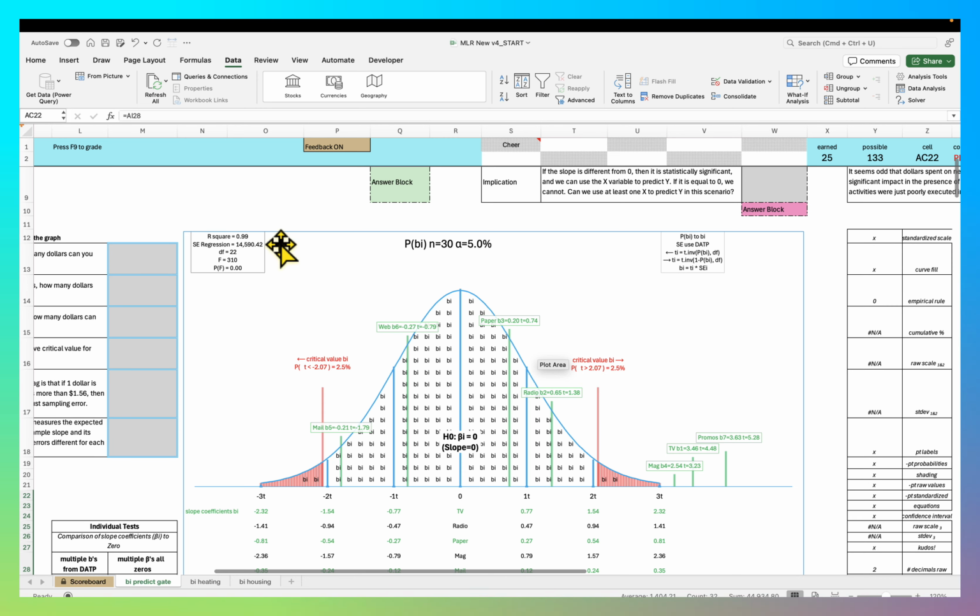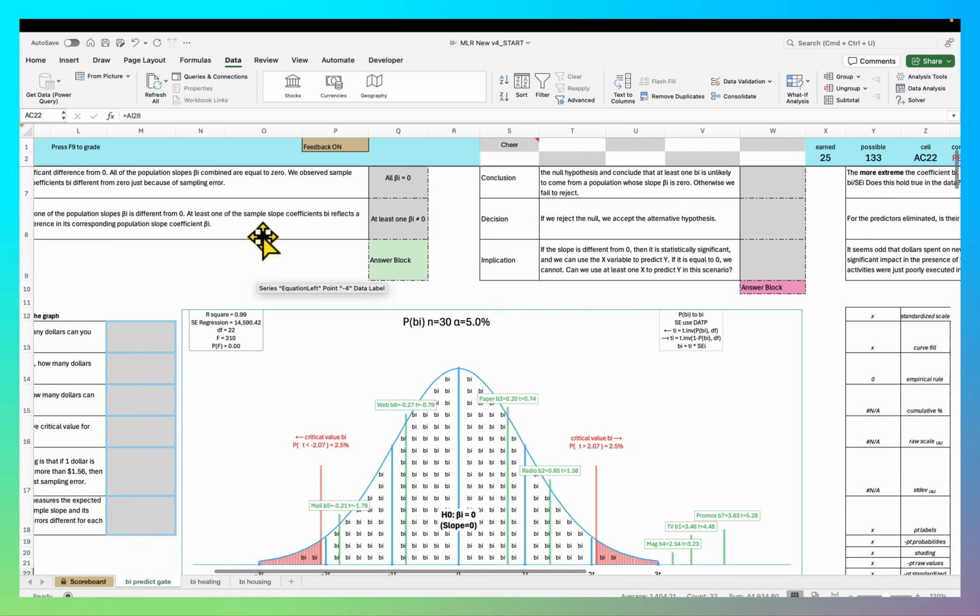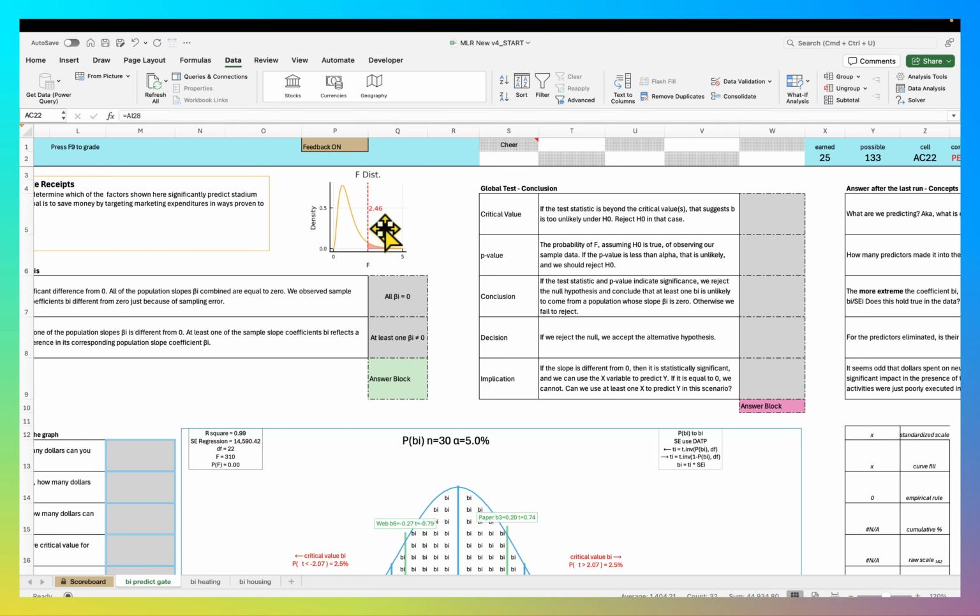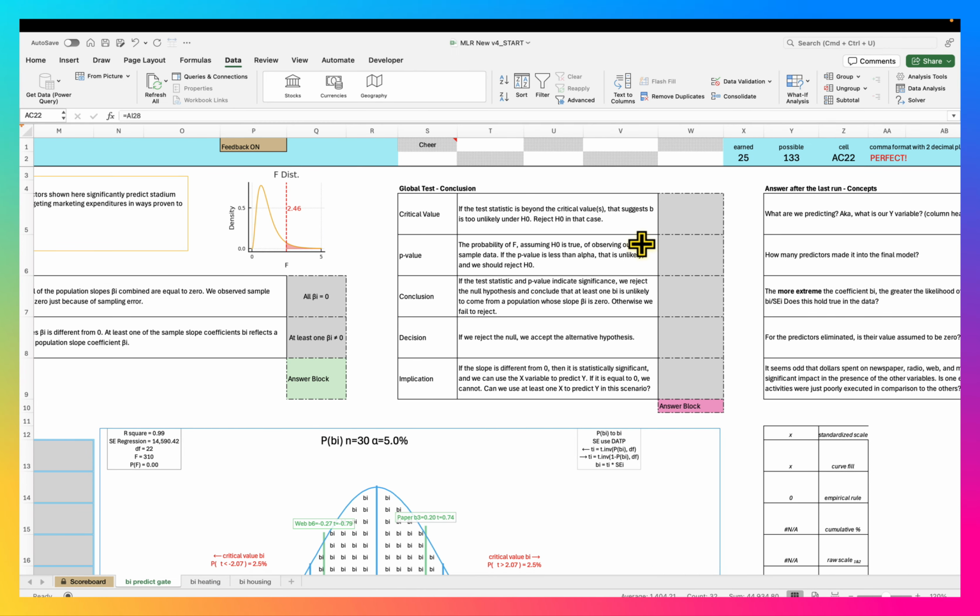And also up here, you get some more information. Here's some of the numbers that we got, including the F and the probability of F. And just a reminder here, all we were trying to break was 2.46. 310 is definitely bigger. So what we can say is, if the test statistic, because this is the global test, is beyond the critical value, so F is much greater than the critical value, and the probability of F is definitely less than alpha, because alpha is 5%, and the probability of F is effectively 0.